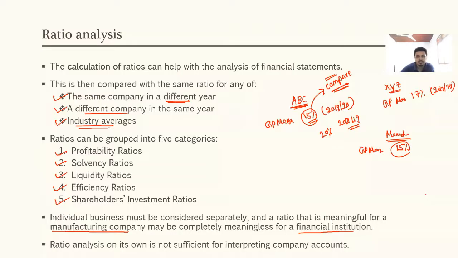Right? For an example, if you take a manufacturing company, there are so many overhead expenses, right? And if you take a different company, this proportion will differ, right? So from industry to industry, there are norms, there are practices, right? So it is very difficult to compare these ratios between the industries.